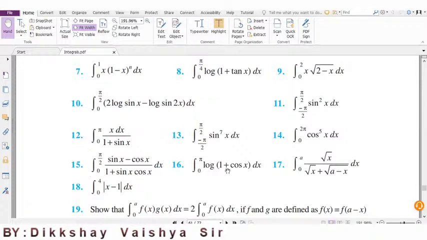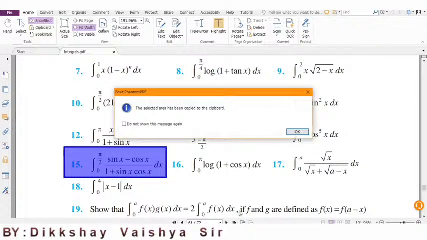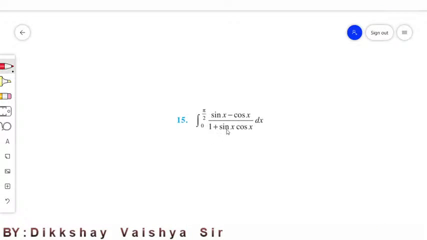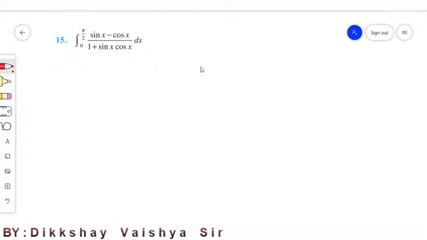Okay, 15. Integral in 0 to pi by 2. It's quite simple, Sarvesh. We already did that type of questions. Okay, start. So whatever is given, consider it as I.